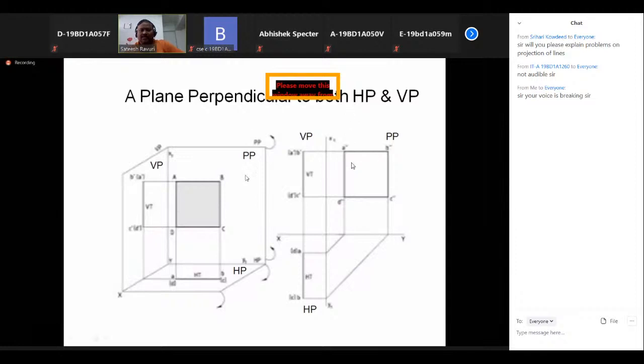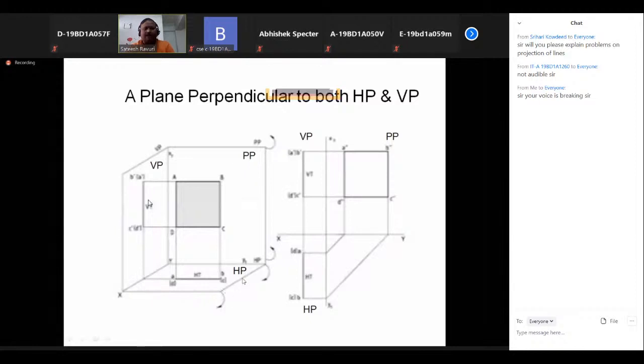As far as the square plane is perpendicular to both HP and VP, we are going to get two lines of 40 mm, one on HP and one on VP, just because of that position. But we should always start with a view where we can get the true shape of the plane. That should be remembered. So, as I told you, VP, HP and PP are mutually perpendicular to each other.